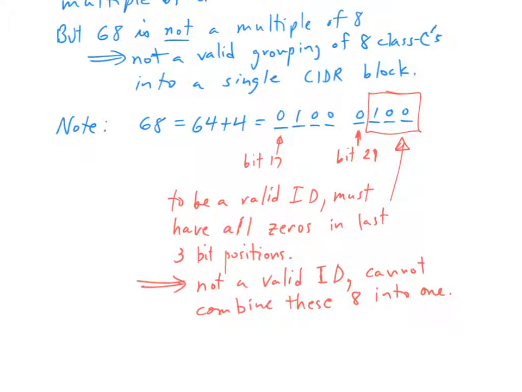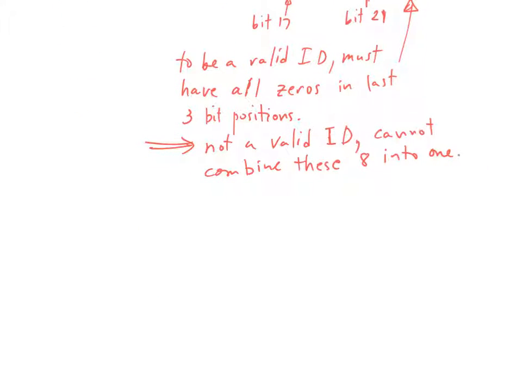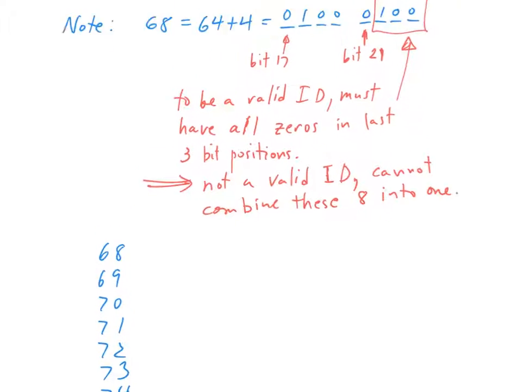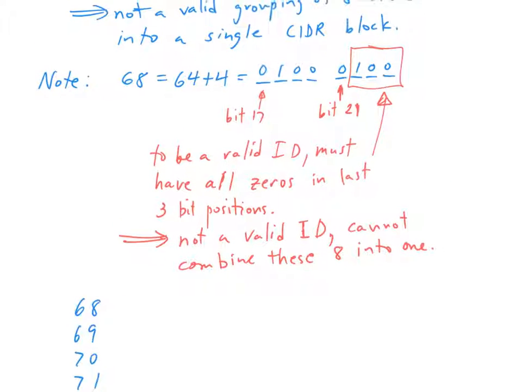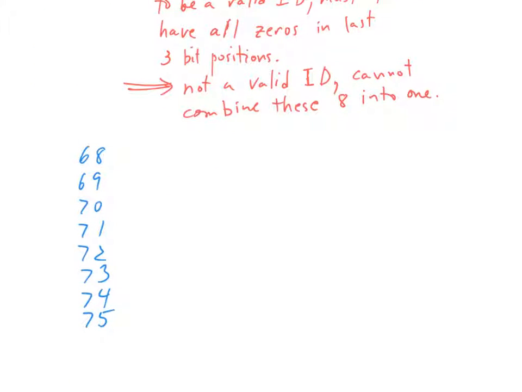Okay. What we can do also is look at the values 68, 69, 70, 71, 72, 73, 74, and 75, the 8th one, and look at their binary representations and ask ourselves, do we count 8 in binary in these last 3 bit positions? And 68 is 01000100.